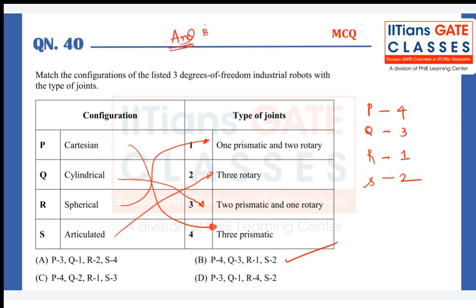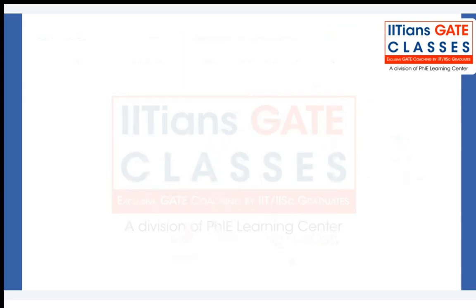Your answer is B. Right. Now it is essential to study that configuration and which type of motions they are going to be produced. Based on that, you can decide the joints. Hope you understand, guys. Now let us move on. Next question.